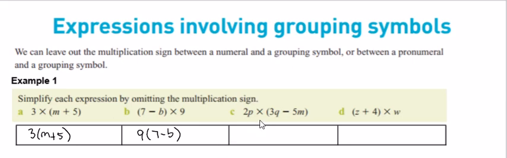Now C, again, we remove the times sign, so outside the brackets we have 2p, and inside the brackets we have 3q minus 5m. And last one, move the w to the front, and then in brackets we have the z plus 4.